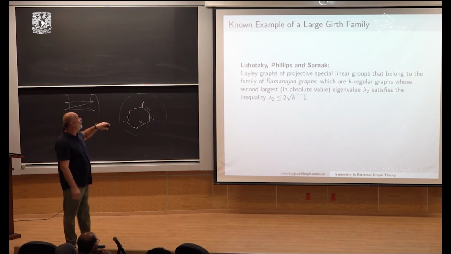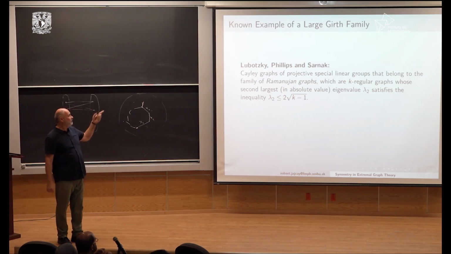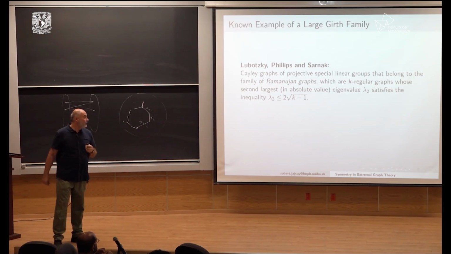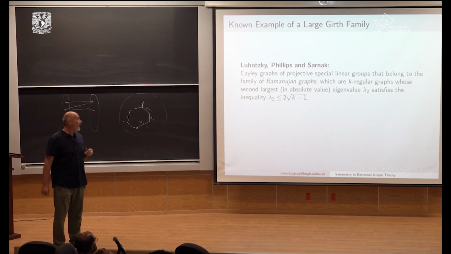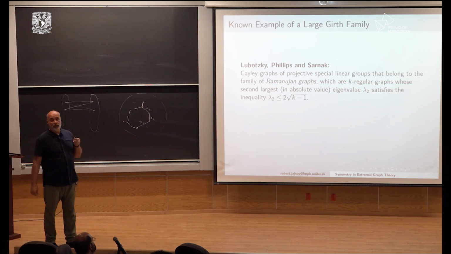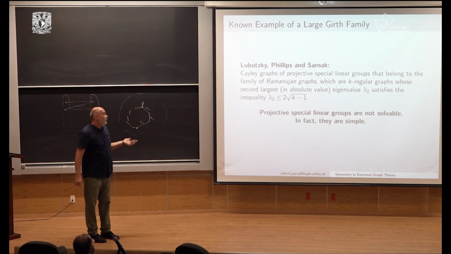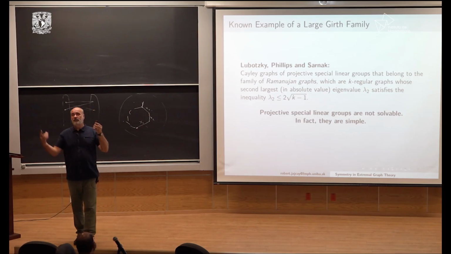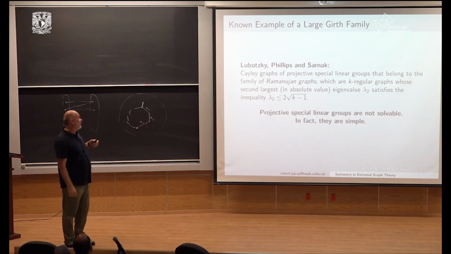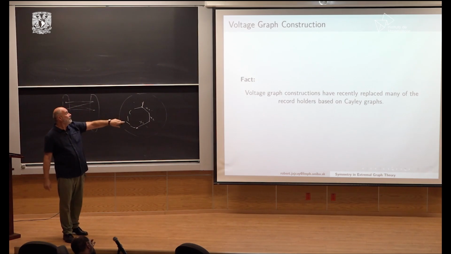So what did we do? Again, I have to go quickly through this. I had lots of examples where the Cayley graphs do play a nice role. Lubotzky, Phillips and Sarnak construct so-called Ramanujan graphs, which are asymptotically some of the best constructions for the cages that are known. They use projective special linear groups. We just taught yesterday that they are not solvable.